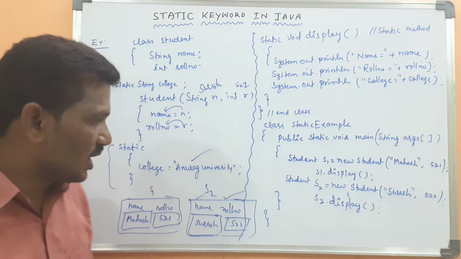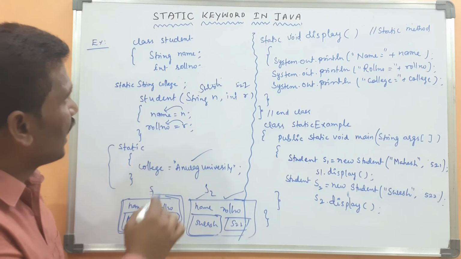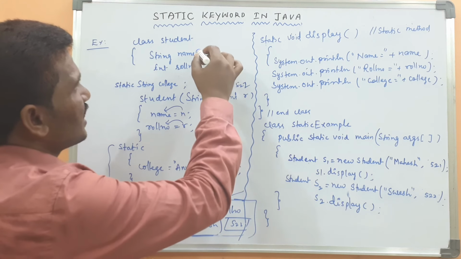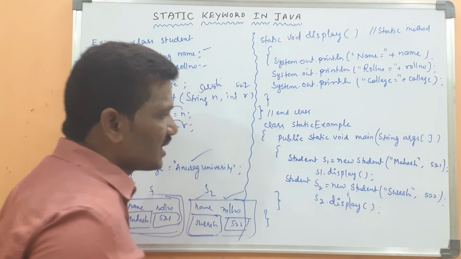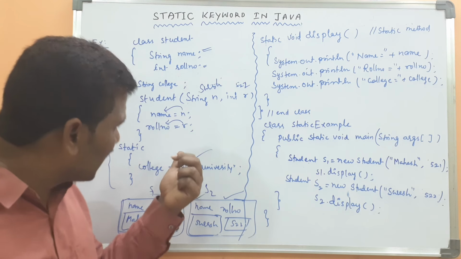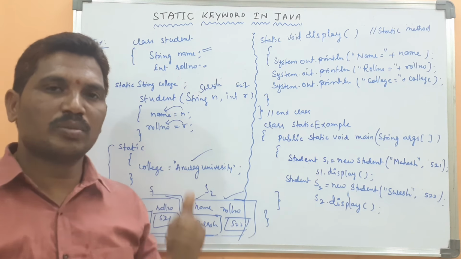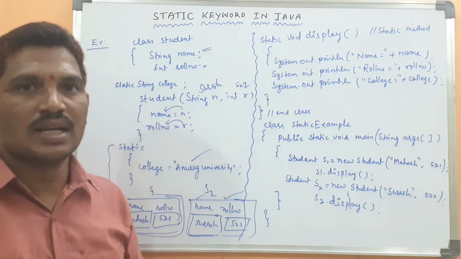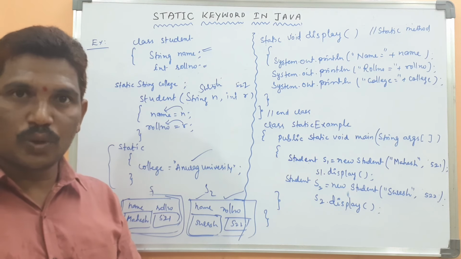Anurag University will be displayed, because memory will be allocated each and every time to the name. Whenever the first object is created, the memory will be allocated to the name and roll number. Whenever the second object is created, the memory will be allocated to the name and roll number. But the college is declared as static, so the memory will be allocated only once, at the time of loading the class. Got my point?